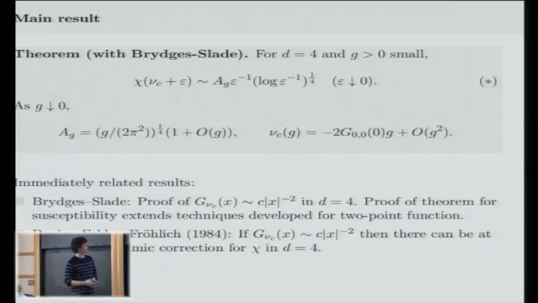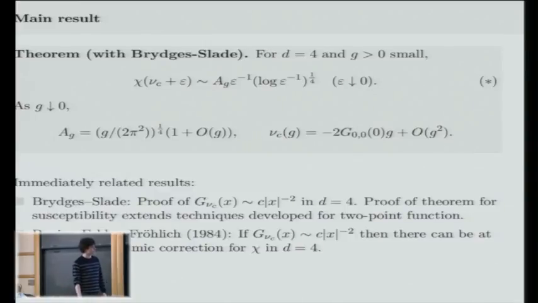The work I'd like to talk about is a confirmation of this blow-up of the susceptibility for very small interaction parameter g, with this correction log epsilon to the 1/4. As I mentioned at the beginning of the talk, this relies heavily on independent work of Brydges and Slade, who studied the 2-point function at the critical point and can show that it behaves like the simple random walk 2-point function, so no logarithmic corrections.